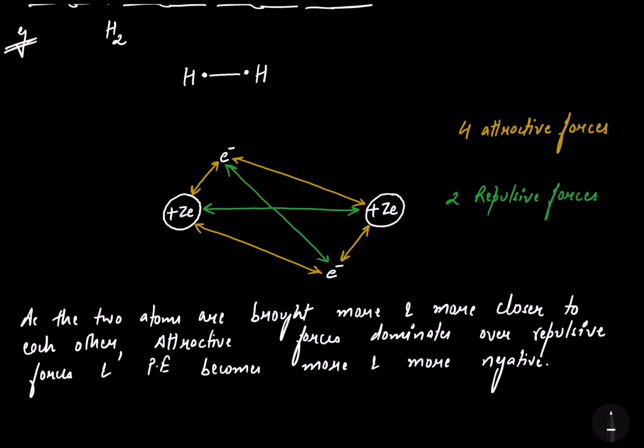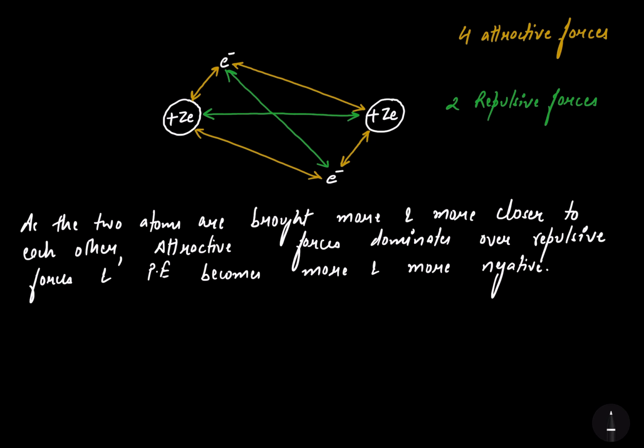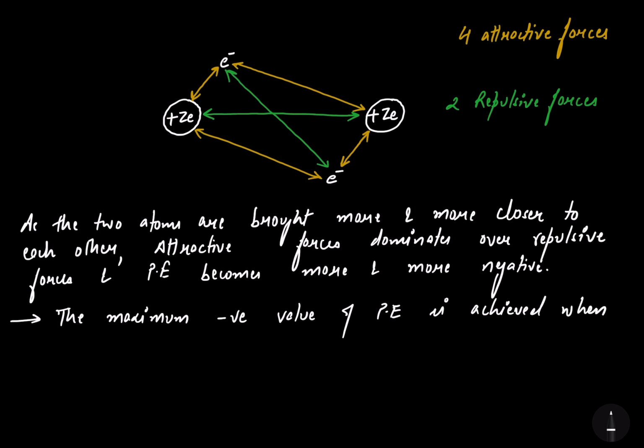Now the maximum negative value of potential energy is achieved when the attractive forces become equal to the repulsive forces, as the two atoms are brought more and more closer to each other. So I'm writing, the maximum negative value of potential energy is achieved when the magnitude of attractive forces becomes equal to the repulsive forces.